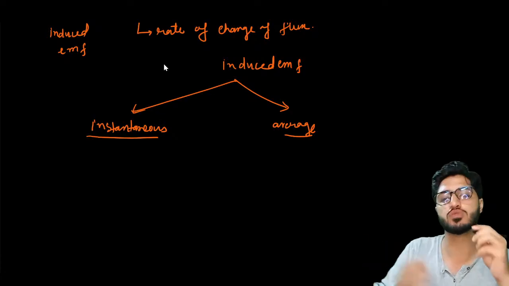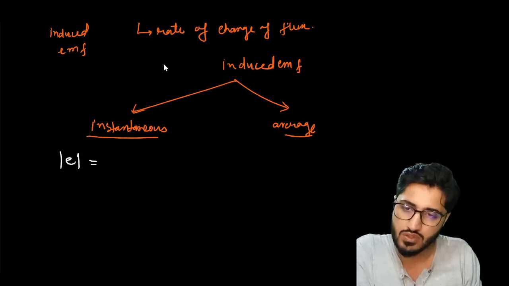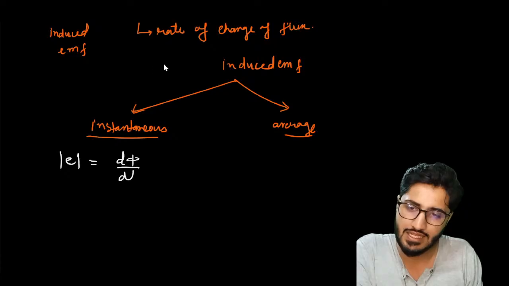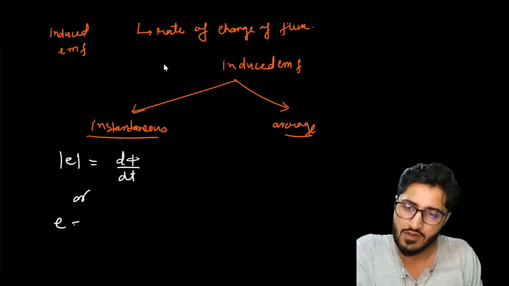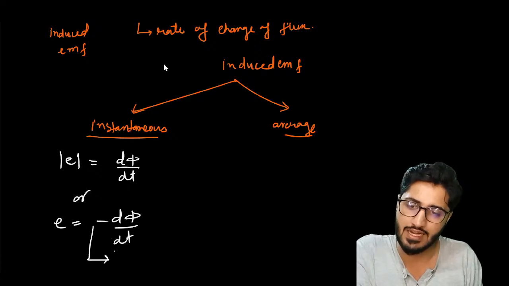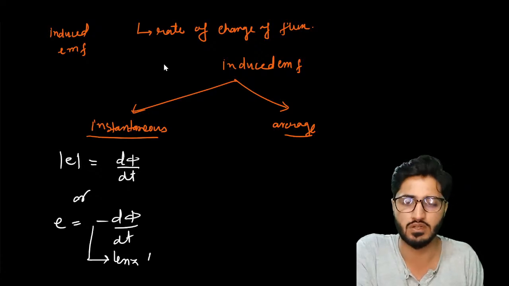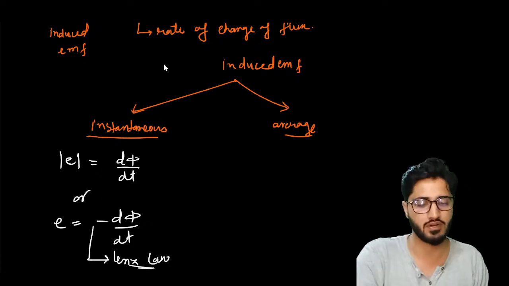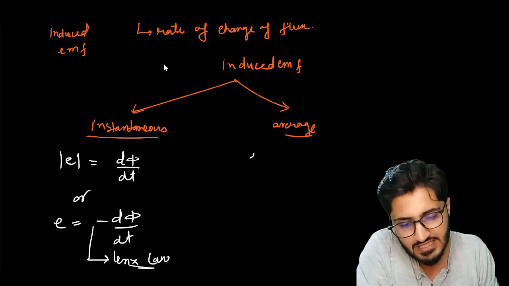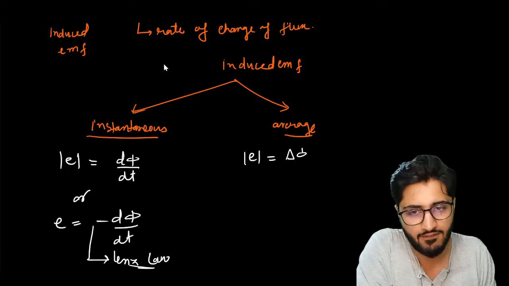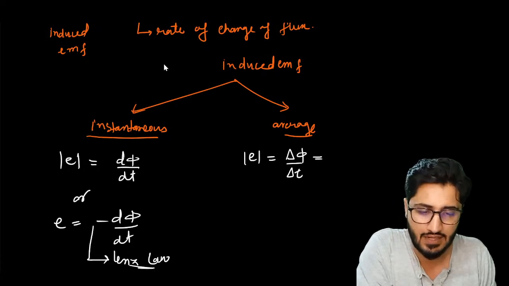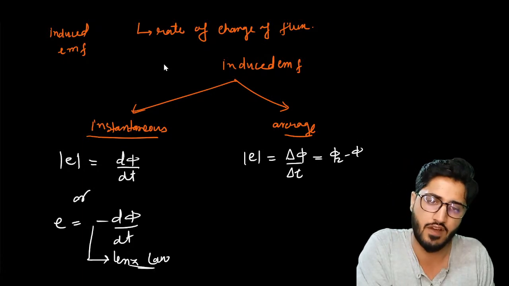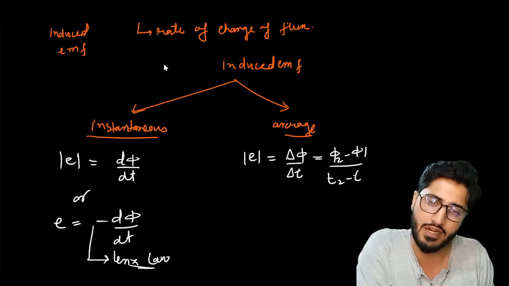No? So we can write, sir, E equals d phi by dt, or E equals minus d phi by dt. Minus you will find in Lenz's law. Don't worry, just remember this one, Lenz's law after this topic, right? Average simply indicates it is delta phi by delta t. Delta phi means change. It is phi 2 minus phi 1 divided by t2 minus t1.